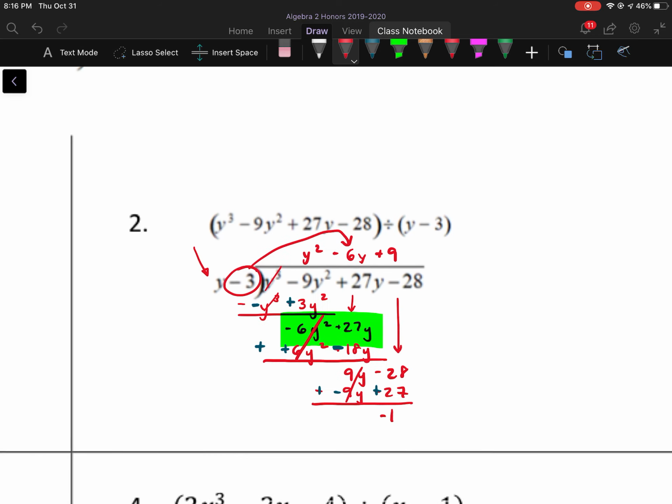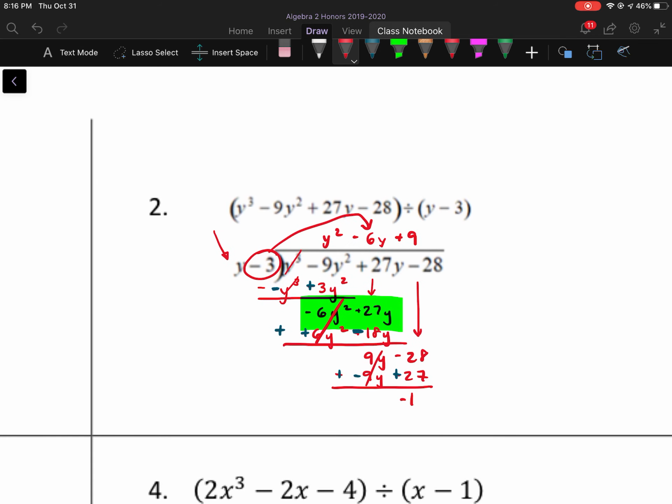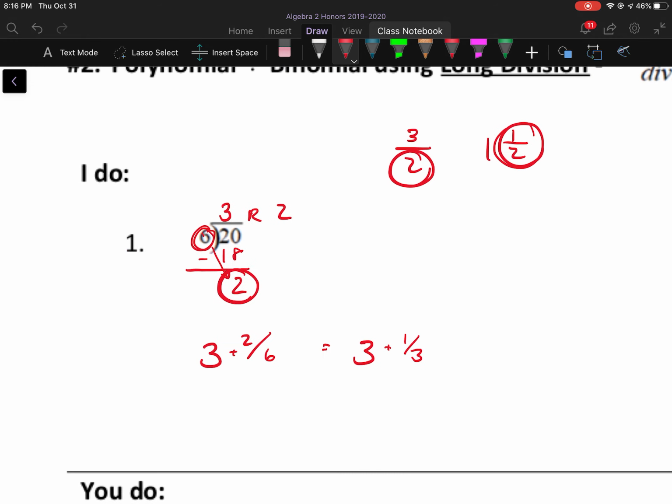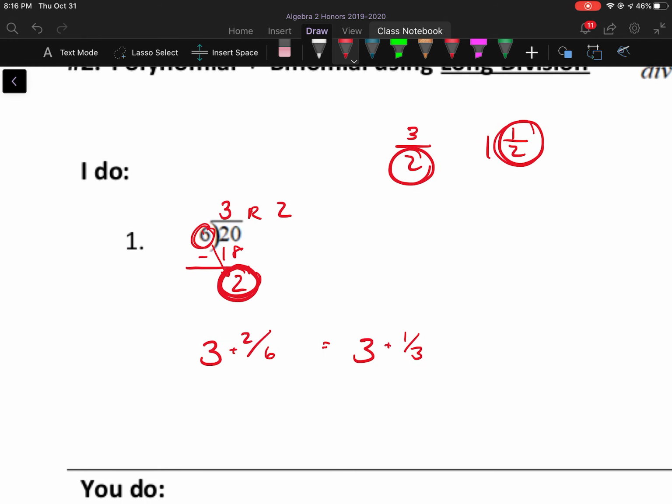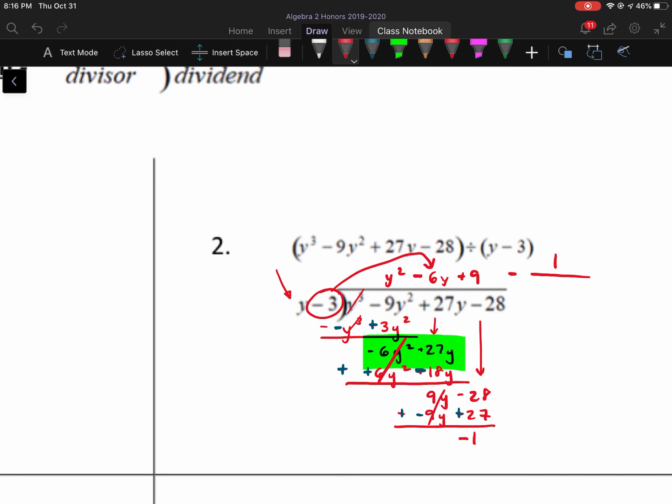But we're not just going to write that. When we divided, we got y squared minus 6y plus 9. This is true, but I also have a remainder, so I'm going to write this as minus 1. The same way we did over here, where we took our remainder, which is a 2, and put it over 6, our divisor, I'm going to take this negative 1 and put it over my divisor, which was y minus 3. This whole thing right here will be your final answer.